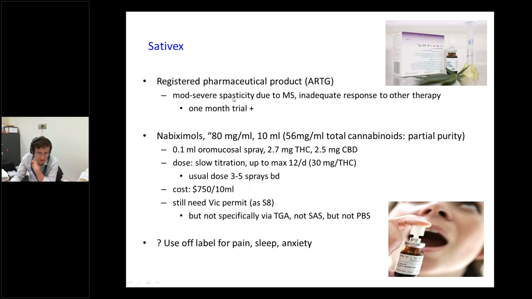But remember, this has primarily been indicated for spasticity, and I look to see maybe smaller doses spread over the day to see, does it help my other aspects of pain, sleep, anxiety? I've removed what else I was going to say.